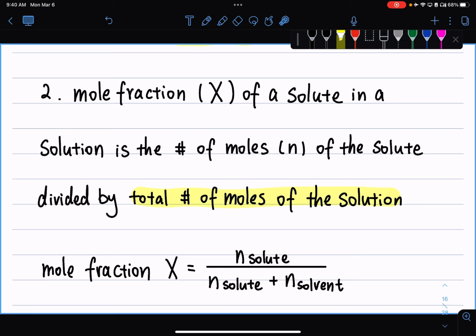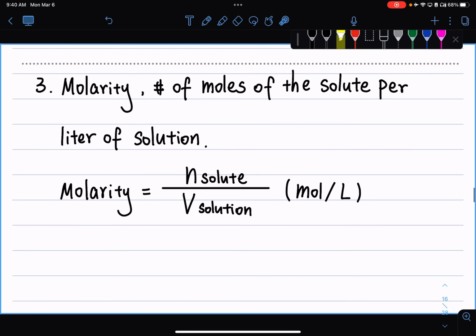In chemistry, we use molarity a lot, which is number 3 here. It's defined by the number of moles of the solute per liter of the solution, so molarity has a unit of mole per liter. On the top, we have the number of moles of the solute, and on the bottom, the volume of the solution in liters. We could also abbreviate mole per liter as molar, or big M occasionally.